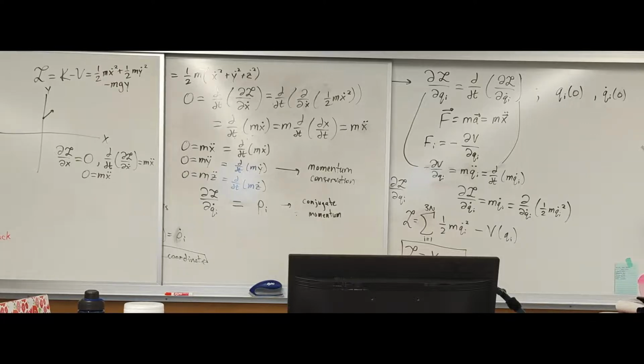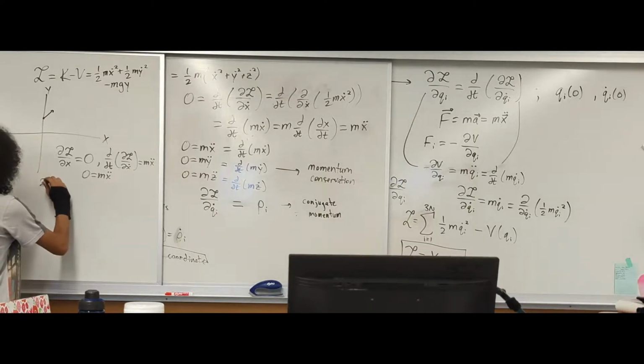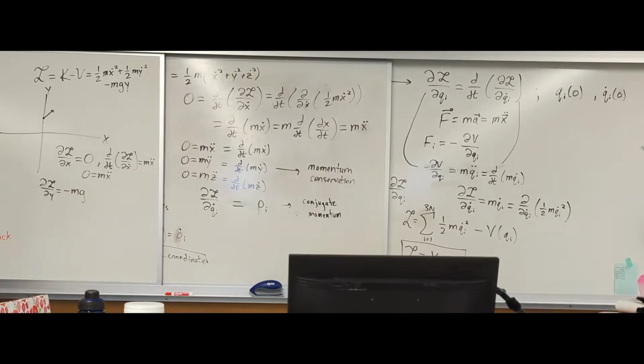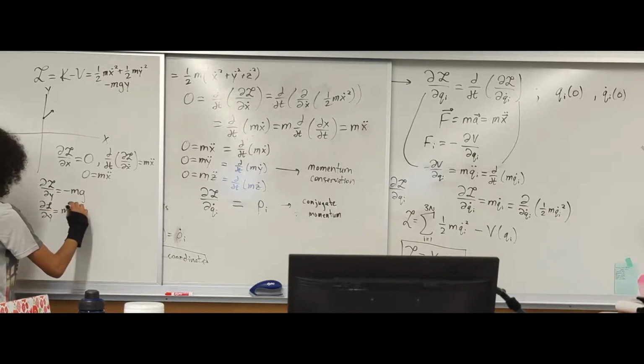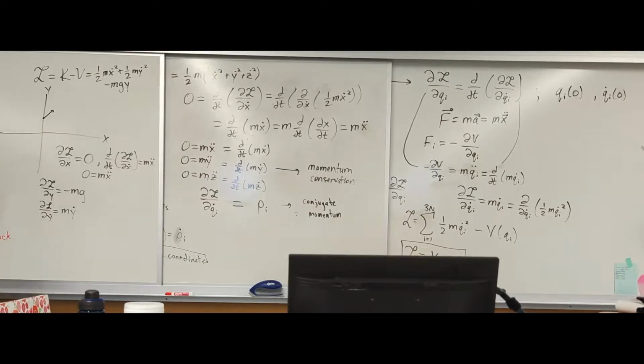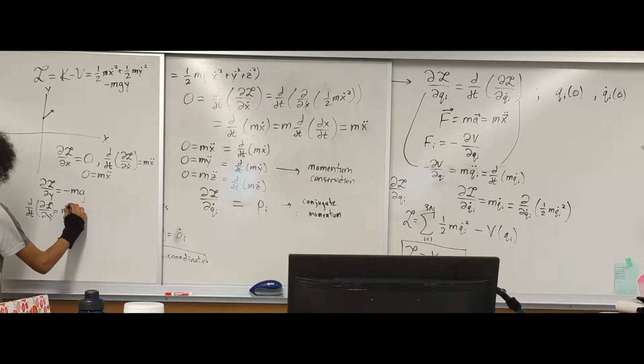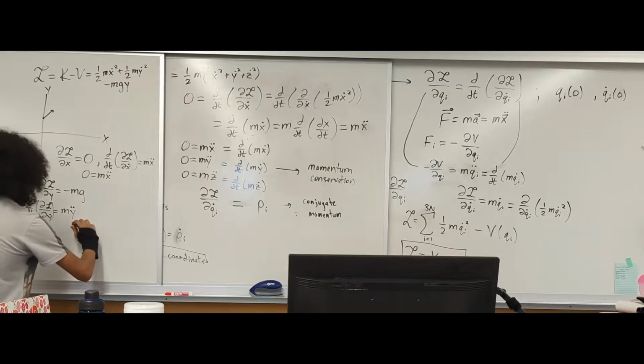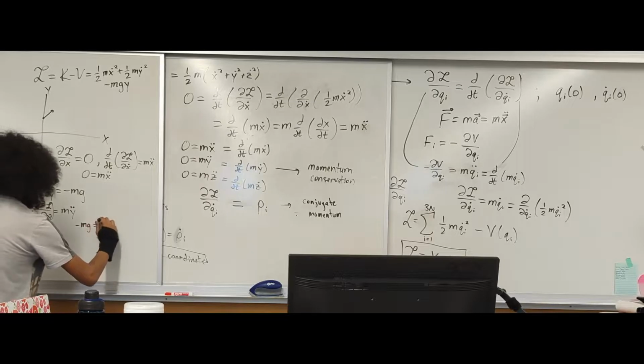So dL/dy is negative mg. And then dL/dy dot is just m y dot, and then d/dt, that's m y double dot. Right. So, there's a second dot on the y, I believe. Yeah, I just haven't done the time derivative. Oh, okay, yeah. So then we would get this. So our Euler-Lagrange equation is minus mg equals m y double dot.